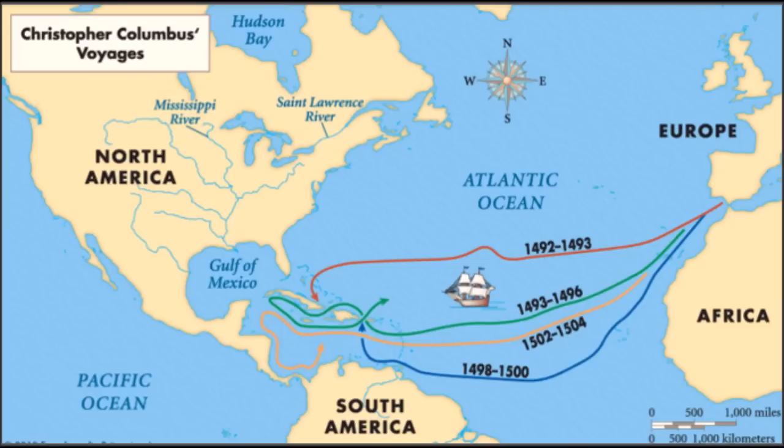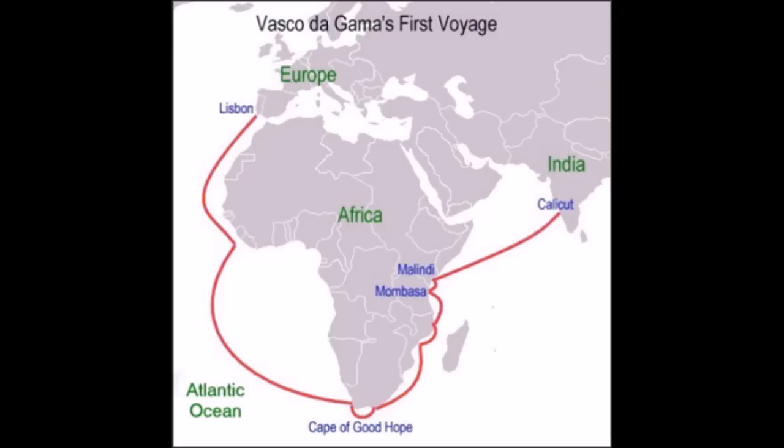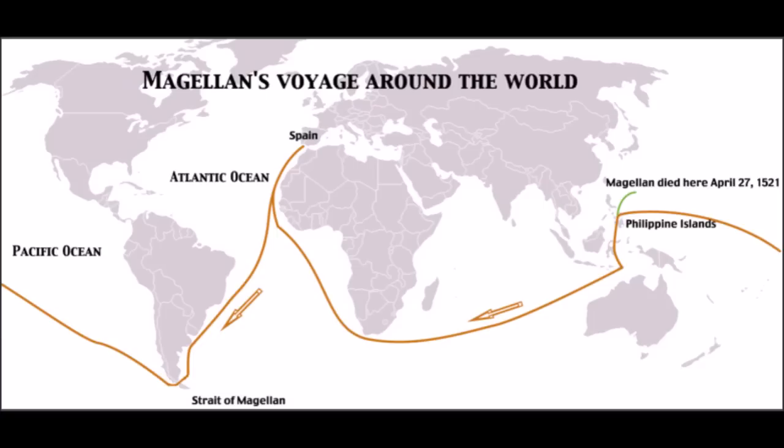Christopher Columbus made many voyages to the Caribbean. He died thinking that he made it to Asia. Da Gama sailed around Africa to India. And Magellan was the first person to ever sail around the world, although he died when he was in the Philippines.